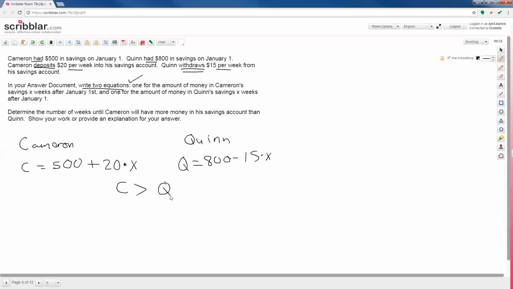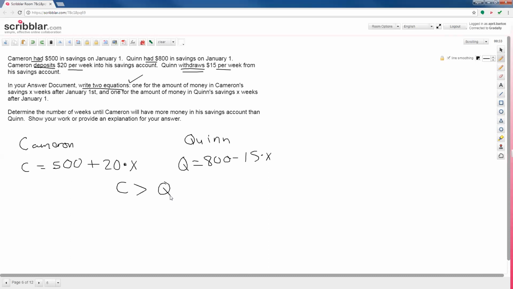The actual total amount, if they said, how much will Cameron and Quinn have together, then that's when they want an actual addition or subtraction. So now that we've cleared that up, hopefully that will be clearer in the future. It's something we didn't address before.